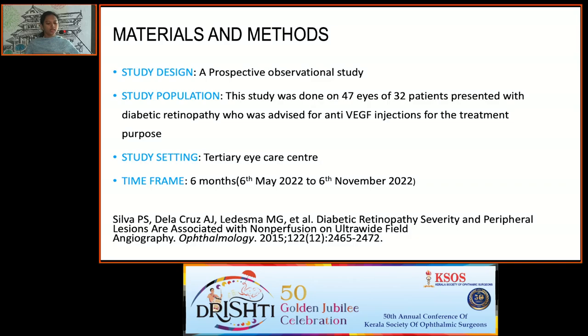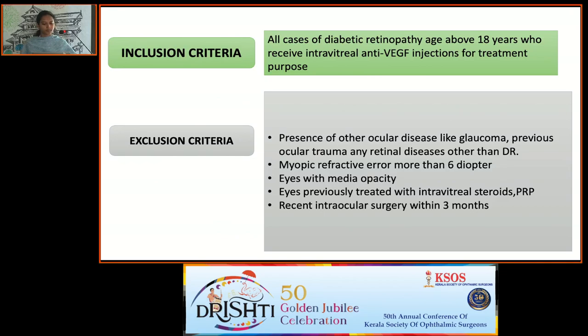Inclusion criteria: all cases of diabetic retinopathy, age above 18 years, who received intravitreal anti-VEGF injection for treatment. Exclusion criteria: the presence of any ocular disease like glaucoma, previous trauma, or any retinal diseases other than diabetic retinopathy, myopic refractive error of more than 6 diopters, eye media opacity, eyes previously treated with intravitreal steroids or panretinal photocoagulation, and any recent intraocular surgery within 3 months.